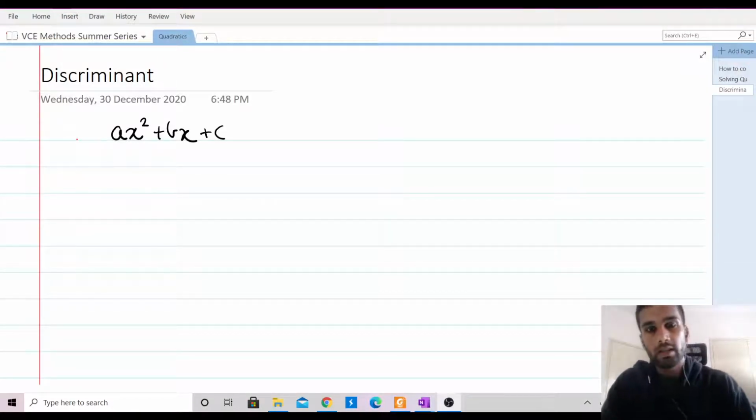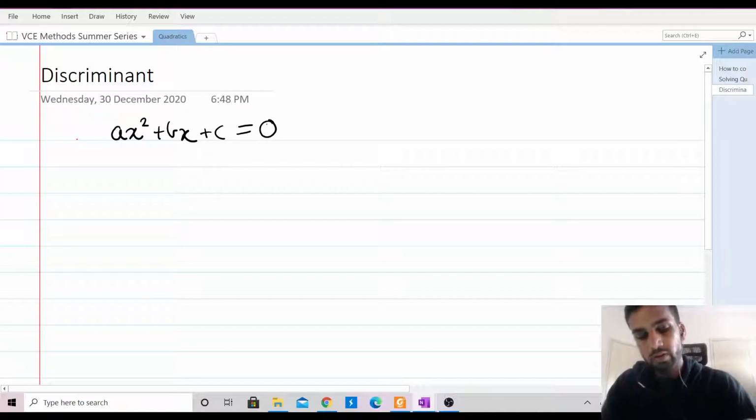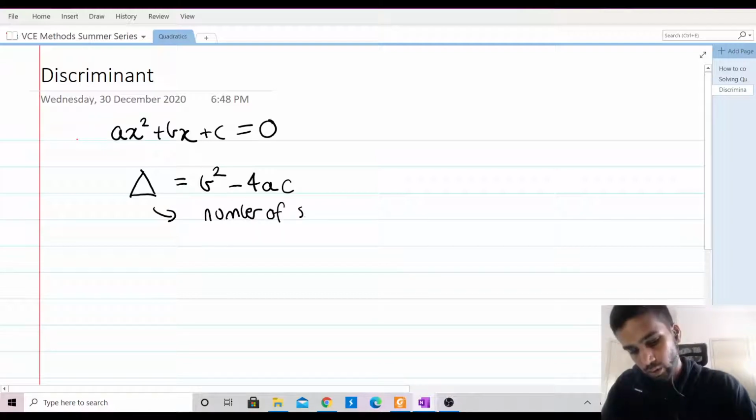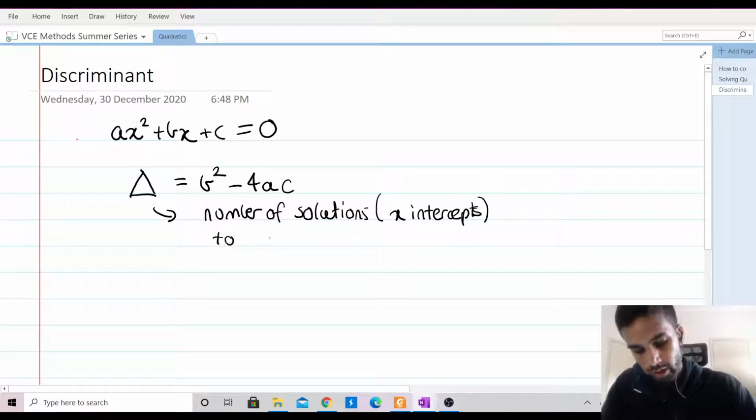In this video, we're going to be discussing the discriminant. So the discriminant is a quadratic tool we use to find the number of solutions to a quadratic equation. In this case, we have the general form ax squared plus bx plus c equals 0. The discriminant is denoted by a triangle, also known as delta, and it's b squared minus 4ac. And what this tells us is the number of solutions or x-intercepts when we go into sketching a quadratic equation.